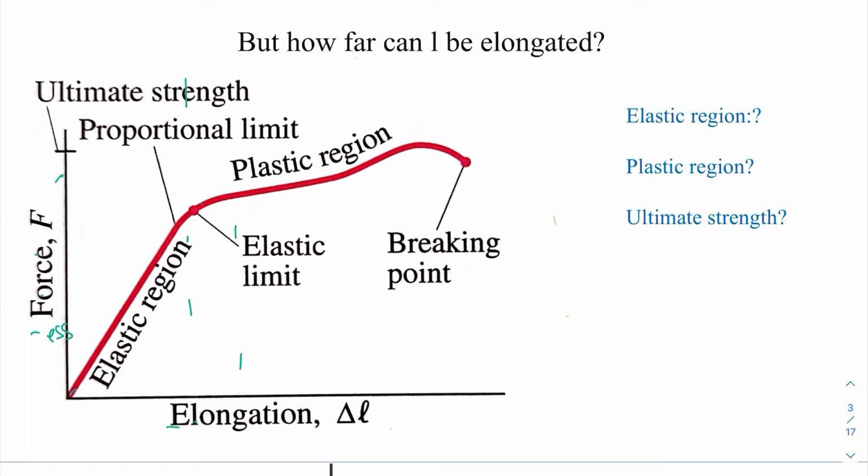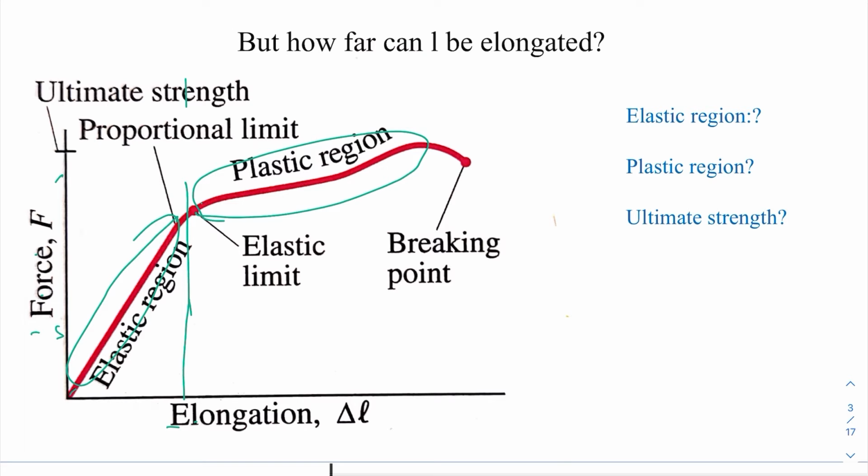In this linear area, the deformation of the object caused by the applied forces is temporary. It means that when the forces are removed, the material will get back to its previous shape and size. But in the plastic region, the deformation is permanent. Even if we remove the forces, the material will not get back to its previous size or shape.